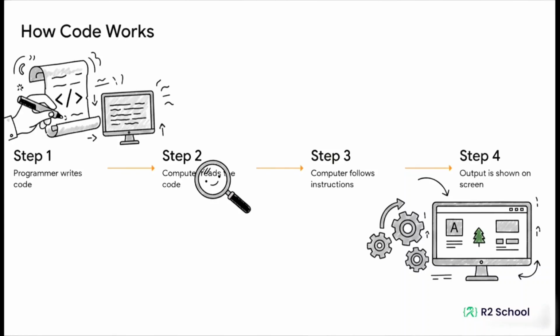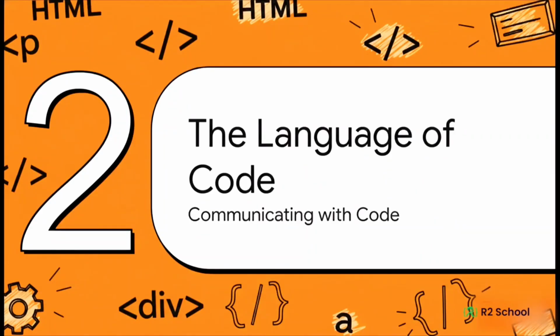It's just this. A person writes the instructions, the code. The computer reads that code. The computer follows the instructions exactly as they're written. And then bam, something happens on the screen. It's a straight line from our idea to what you see. So this leads to a pretty big question, doesn't it? What language are we using to write these instructions?